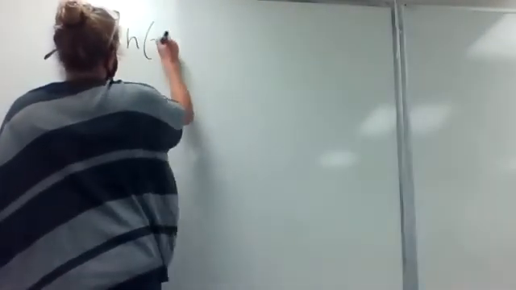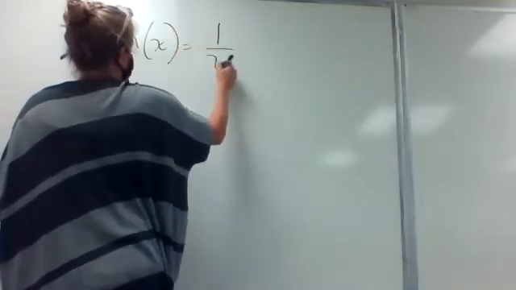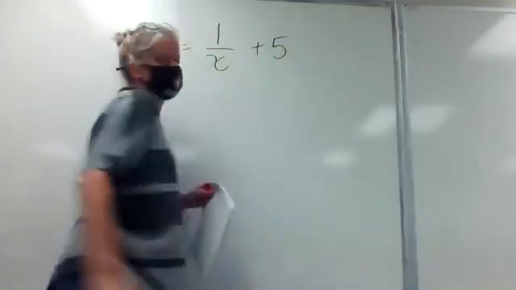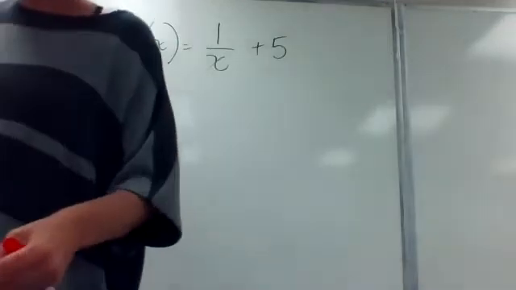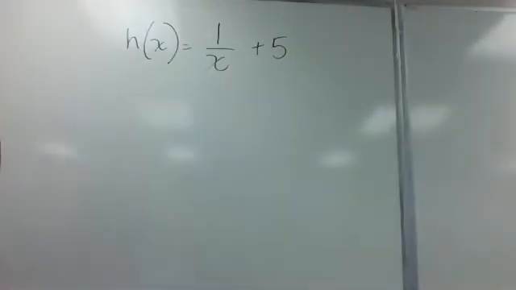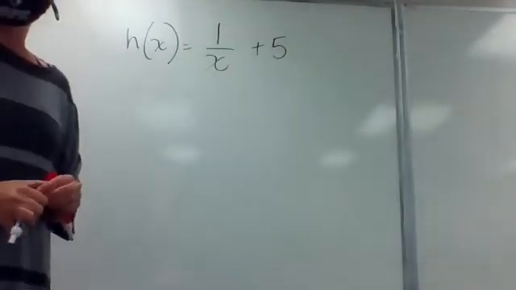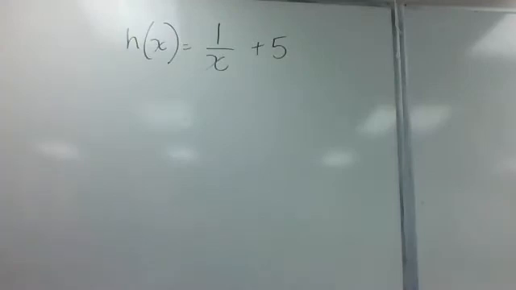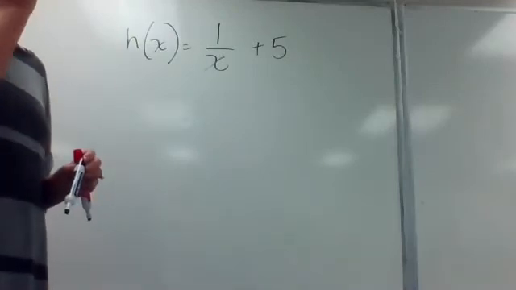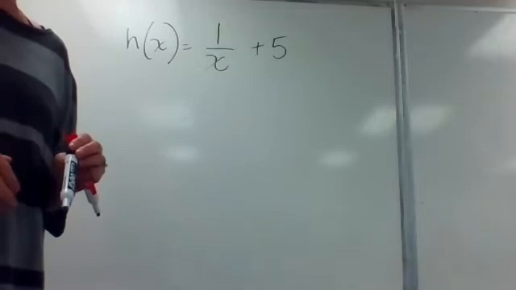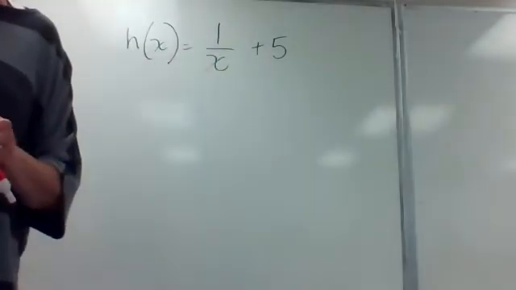Number 3. H of x equals 1 over x plus 5. Now, this is not one that we have been working with, that shape, okay? It's not cubed, it's not squared, it's not square root. This is what's called a rational function. And this one's all multiple choice. It's just going to give me 3 different graphs to choose from.